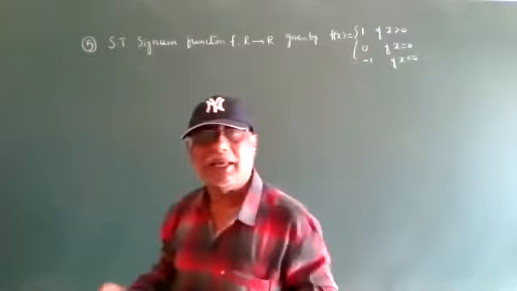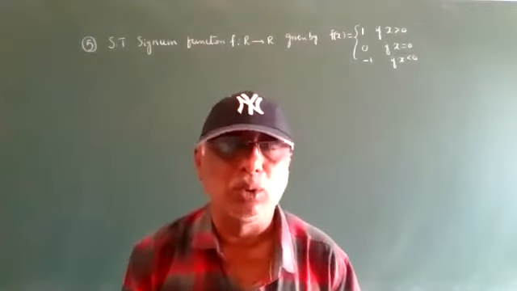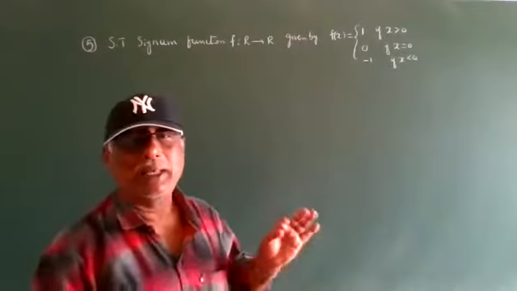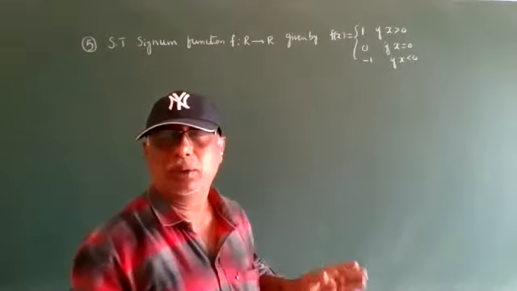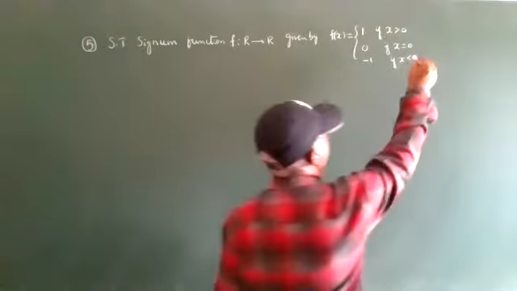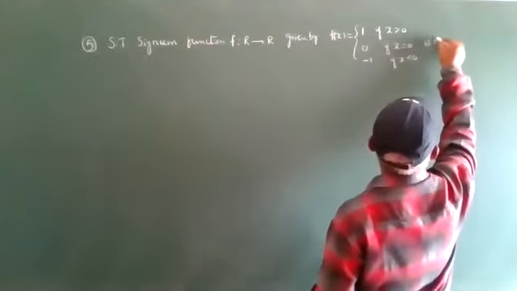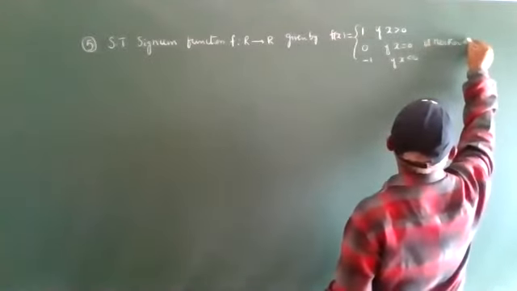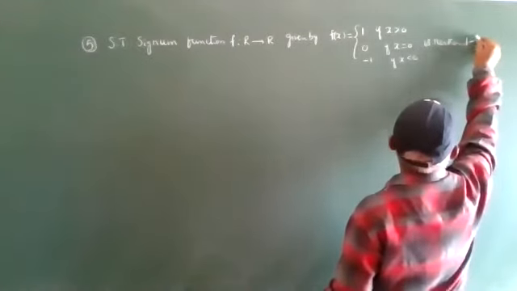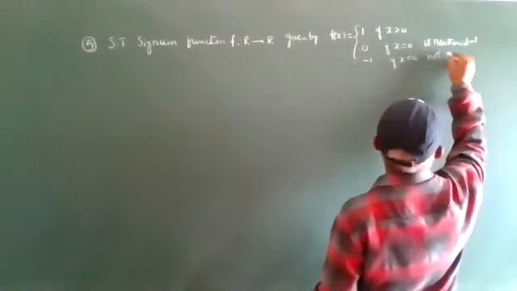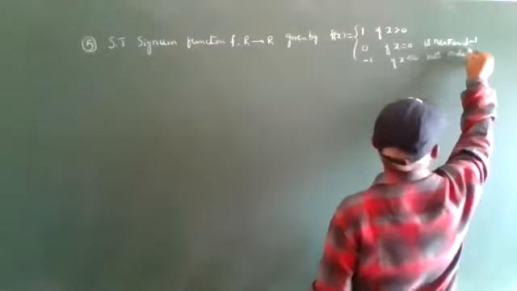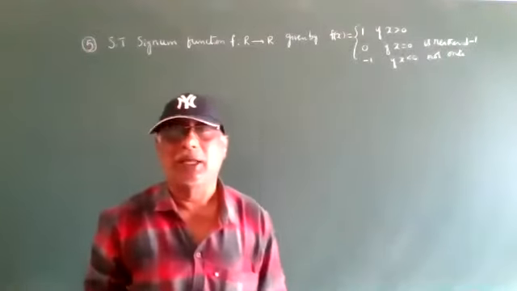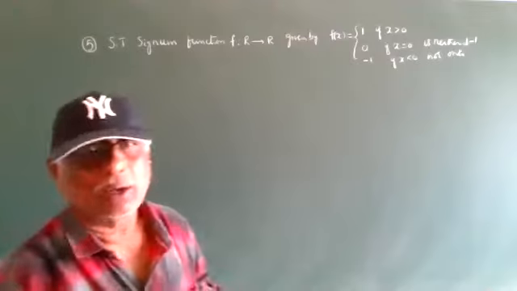So it is neither one-one nor onto. We have to show that this relation is neither one-one nor onto.